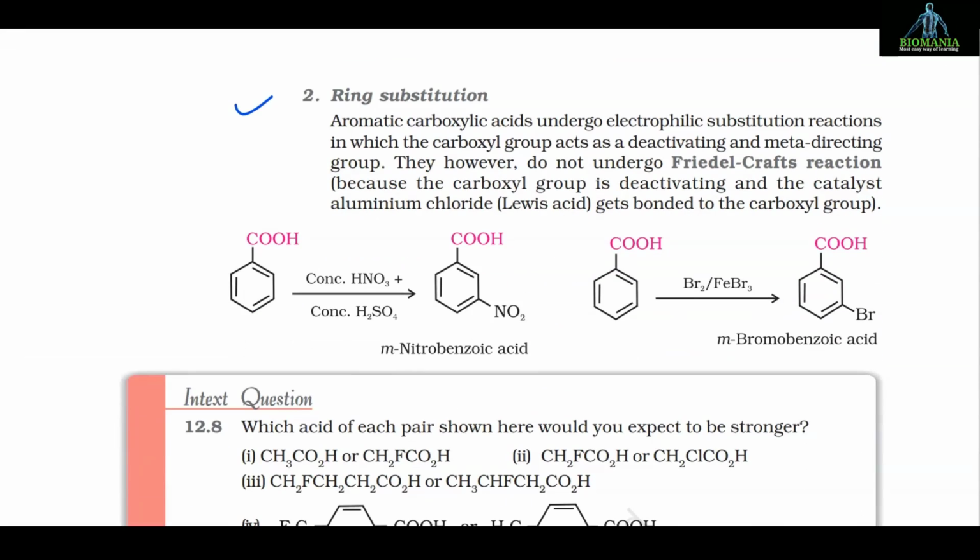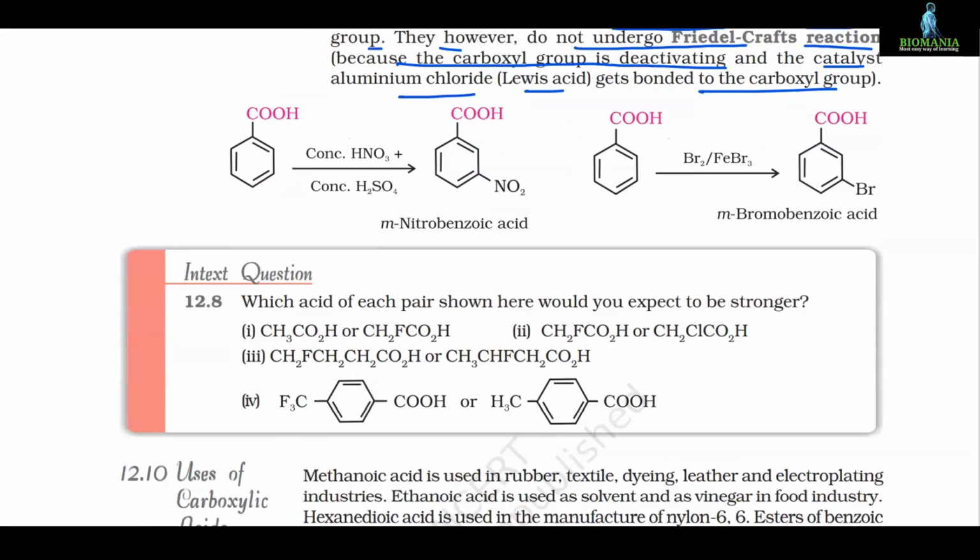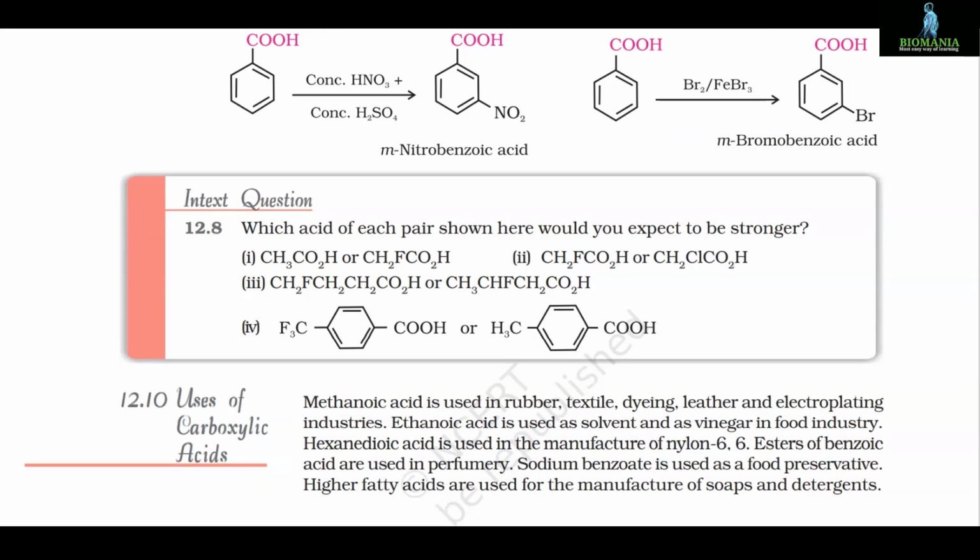Number 2, ring substitution. Aromatic carboxylic acids undergo electrophilic substitution reactions in which the carboxyl group acts as a deactivating and meta-directing group. They, however, do not undergo Friedel-Crafts reaction because the carboxyl group is deactivating and the catalyst aluminum chloride, a Lewis acid, gets bonded to the carboxyl group. Now you can see here how benzoic acid is forming meta-nitrobenzoic acid, and meta-bromobenzoic acid is also formed with the help of benzoic acid.